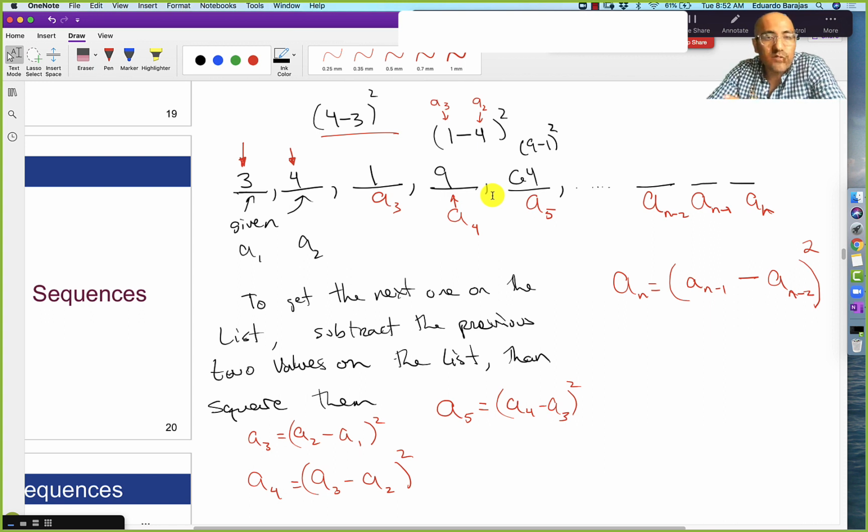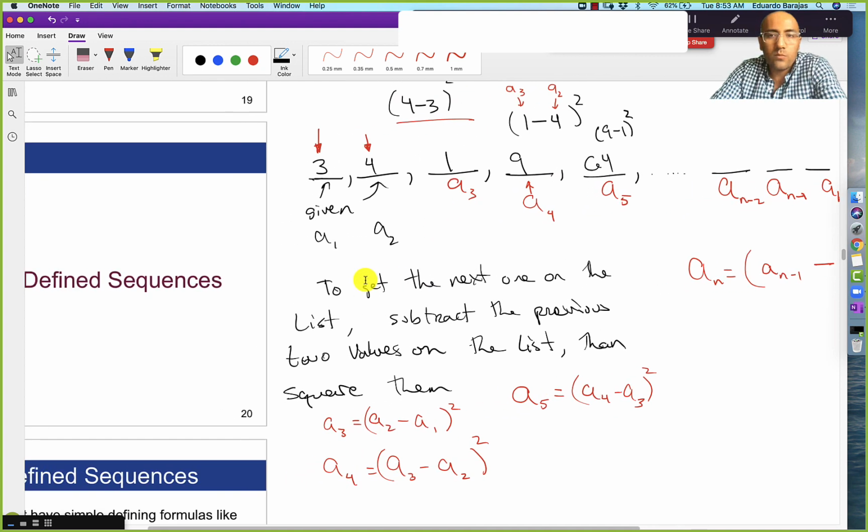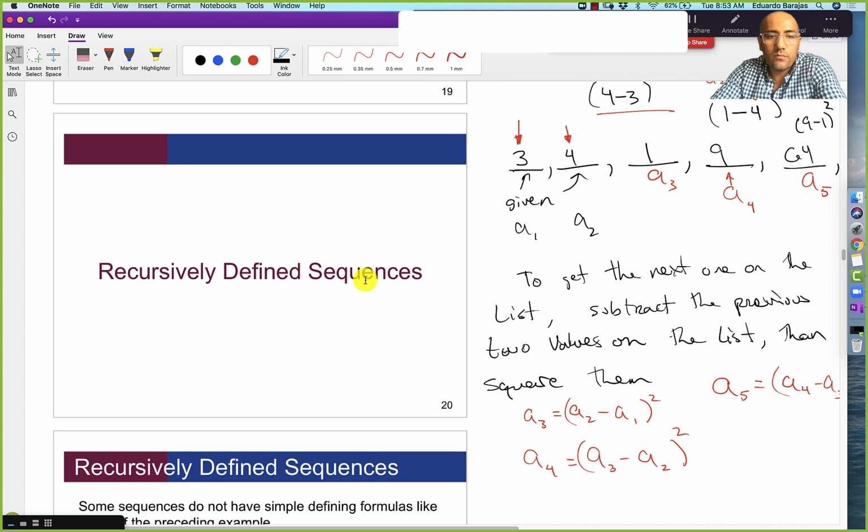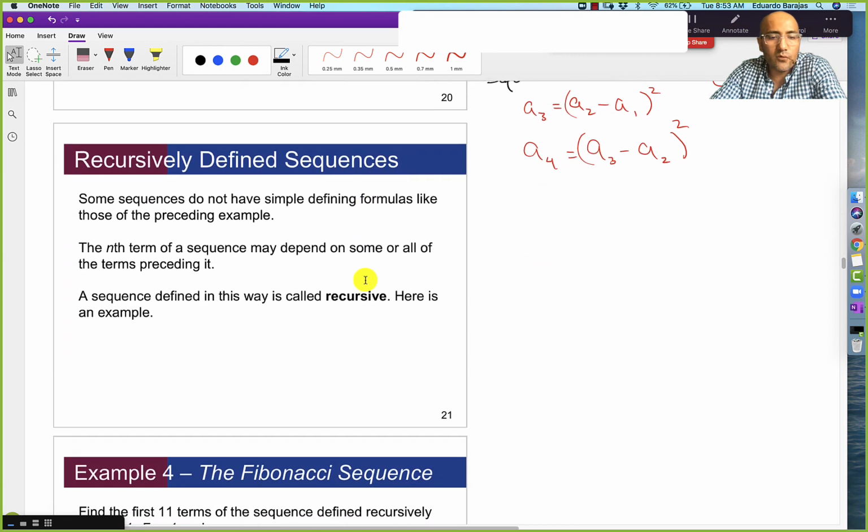However, there is some method to this madness. It's not just random numbers. The numbers are described by the previous values that came on the list. In this case, every nth value can be found by looking at the two values that came right before it. We do something to those values. We subtract them and square them. Any questions about this example at all? No? Okay, so let's look at the formal description.